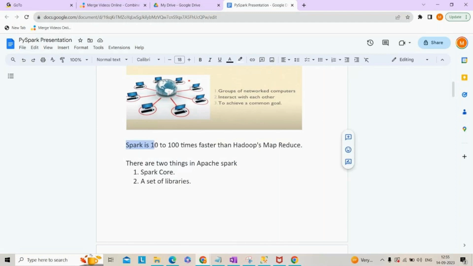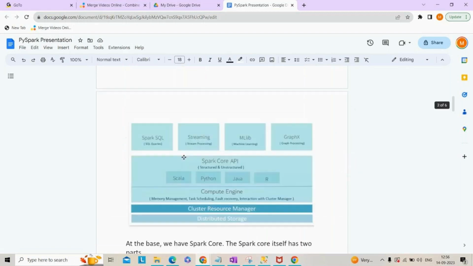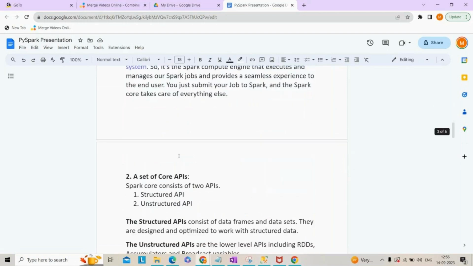Spark is 10 to 100 times faster than Hadoop's MapReduce. Why? In some interviews, they ask the question, why is Spark 10 to 100 times faster than Hadoop's MapReduce? The answer is very simple. Because Spark has some features. So what are those features?